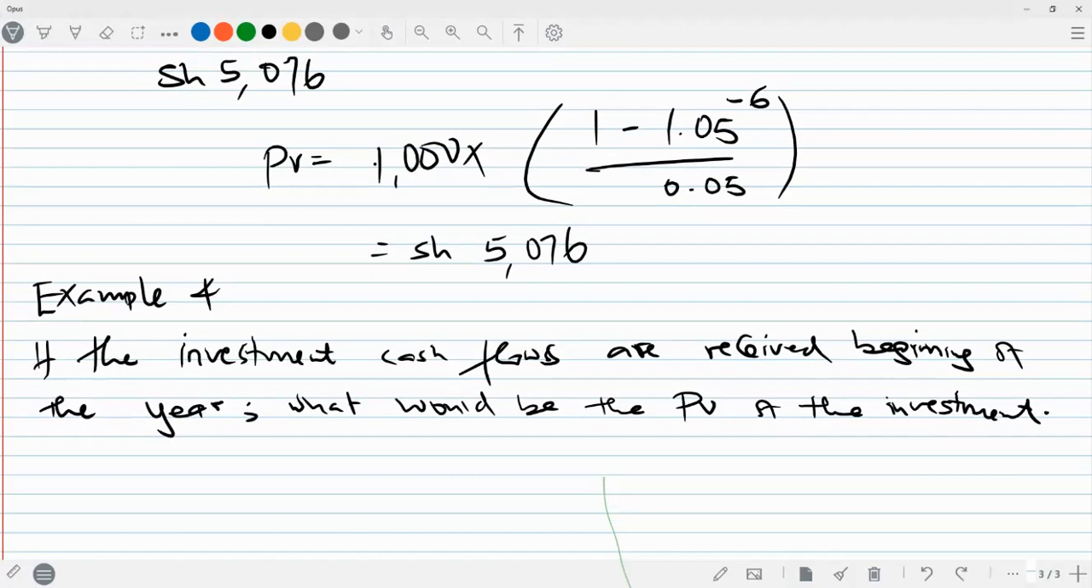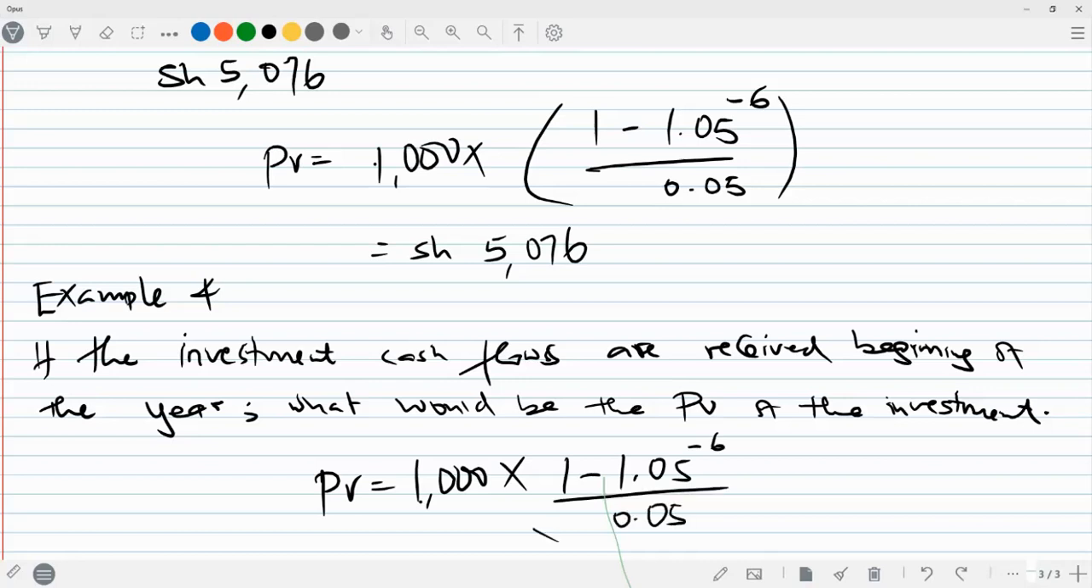Since this cash flow is being received at the beginning of the year, of course, we need to qualify our formula there by adding 1 plus R. That's all we need to do. Therefore, the present value will be 1,000 times 1 minus 1.05 to the power of -6, divided by 0.05. But this cash flow is at the beginning of the year. Therefore, 1 plus R, 0.05. Okay, and we get how much?